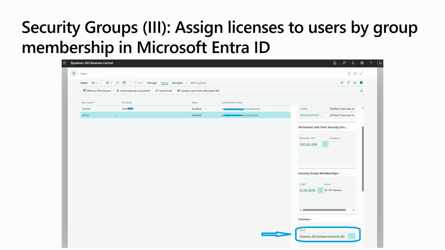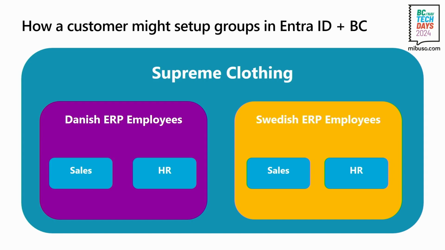And now you may be asking, okay, what do I do with all this information? So let's think of a hypothetical situation where you're going to support a customer that's a really big clothing retailer, and they've got operations in Sweden and Denmark. Logically, let's say their company is structured like this, where they have some Danish ERP employees and some Swedish ones, and they have a sales function and an HR function in each of them.